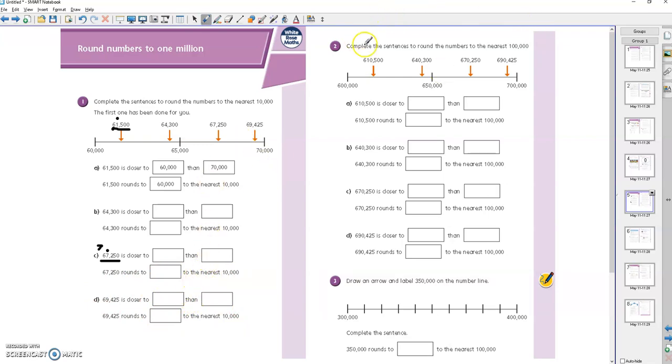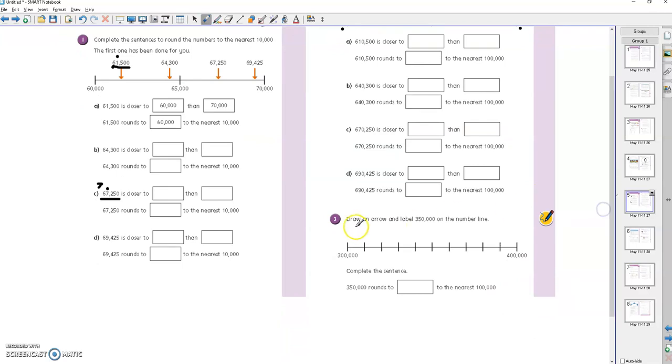Here we've got a very similar thing, except now we're working with hundreds of thousands. So again, try and fill in those blanks, looking at the numbers that it's asking you to. What's it closer to? Is it closer to 600,000 or is it closer to 700,000? Sorry, and then see if you can fill in those blanks.